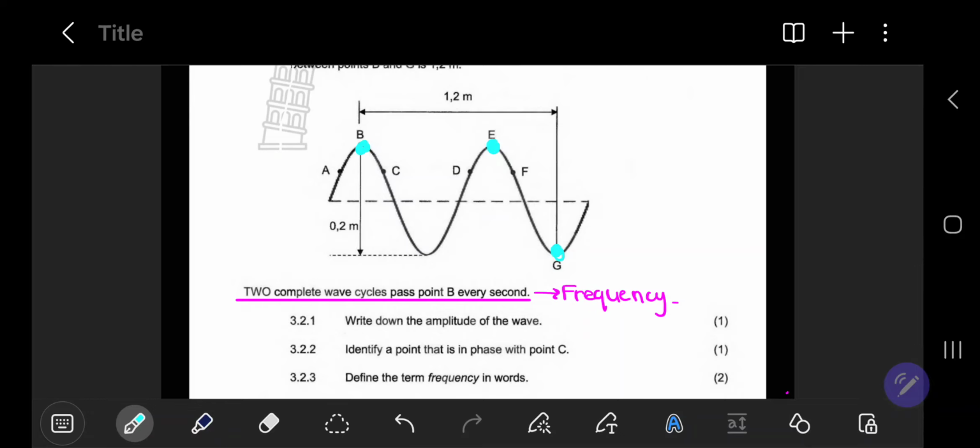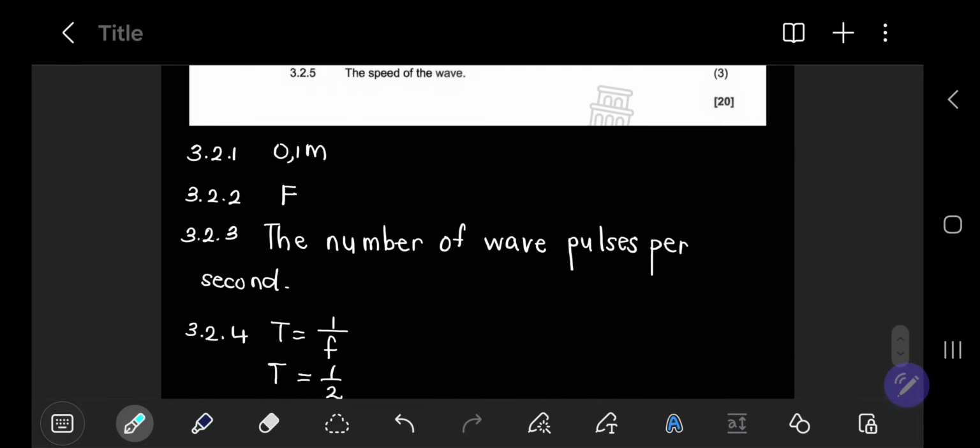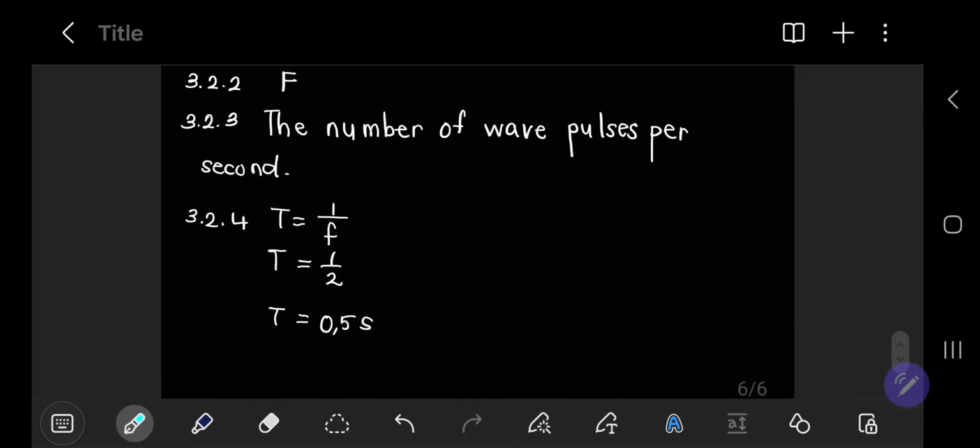So since we know the time for one wave to occur, if we want to know the time for 1.5 waves to occur, we just need to take 1.5 and multiply it with this period. So here's what we're going to have. 1.5 times 0.5. That is going to give you 0.75 seconds. So that is how long it takes for the wave to move from point B to point G.